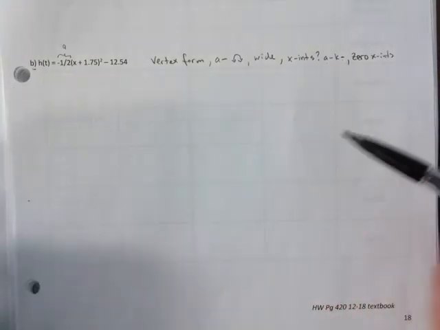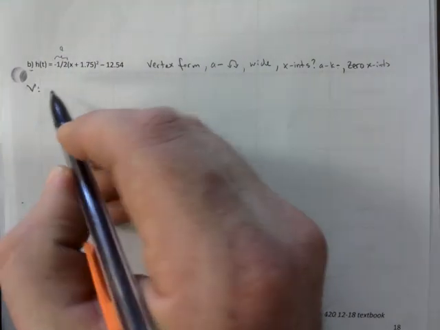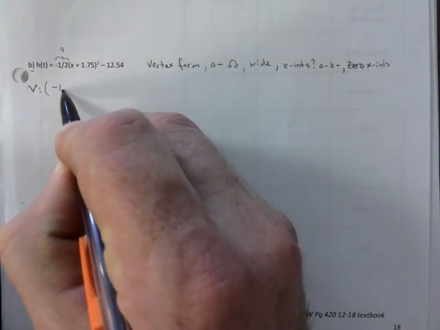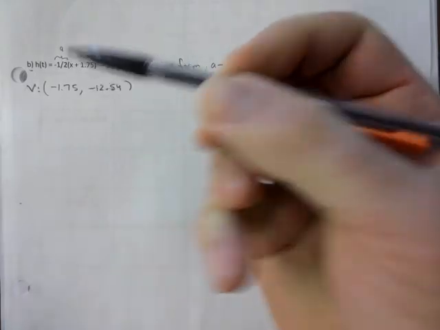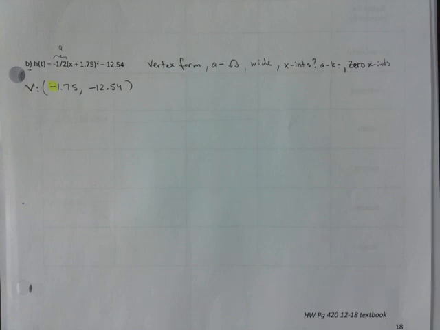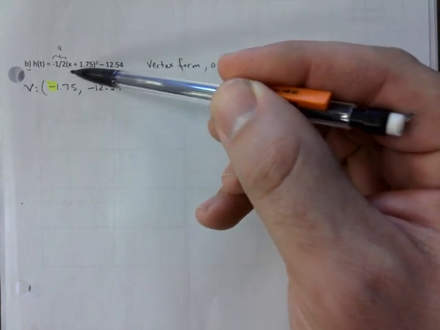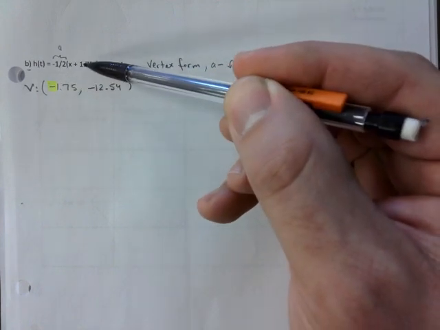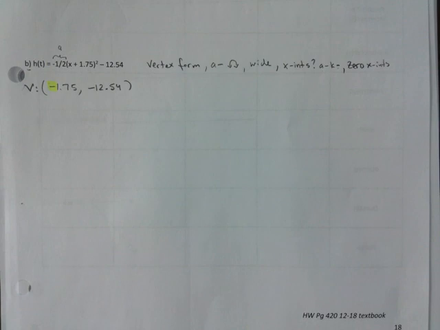And you would have answered all of this because I asked you to figure out the width, direction of opening, state the vertex, right? We can tell that just by looking at it. The vertex is going to be negative 1.75, negative 12.54. Remember that the sign changed from whatever was in the original. The x value of your vertex will be changing signs, because if something is in brackets, you bring it out, you change the sign. Okay. So we know a whole bunch of information without even graphing this thing.